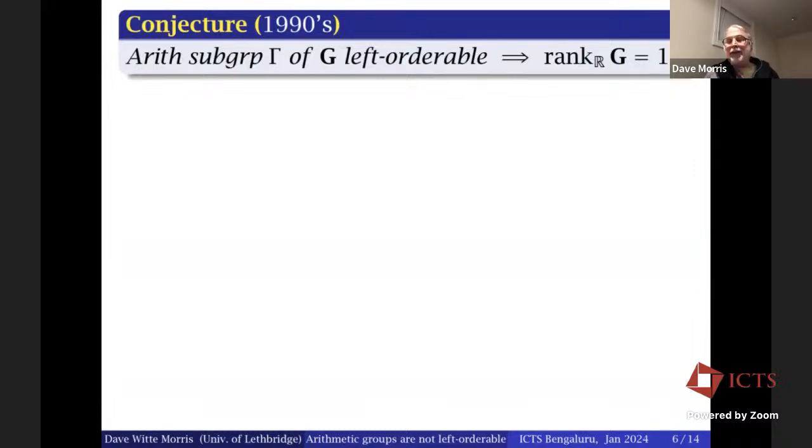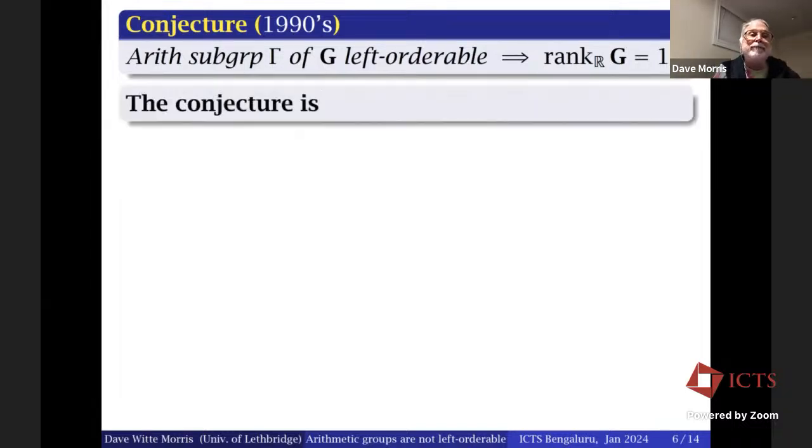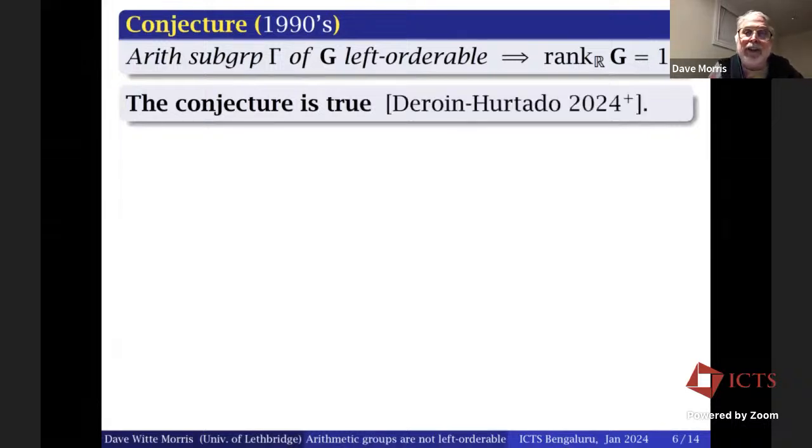Okay, so what I'm talking about today, I said at the start that I'm talking about left orderable groups, but actually what I want to talk about is this conjecture that left orderable arithmetic groups have real rank 1. This conjecture is something like 30 years old. Just recently it was proved. The conjecture is true. It was proved by Bertrand Deroin and Sebastian Hurtado. The preprint's been on the arXiv for a few years, but as far as I know, it still isn't published. But yes, the conjecture has been proved.